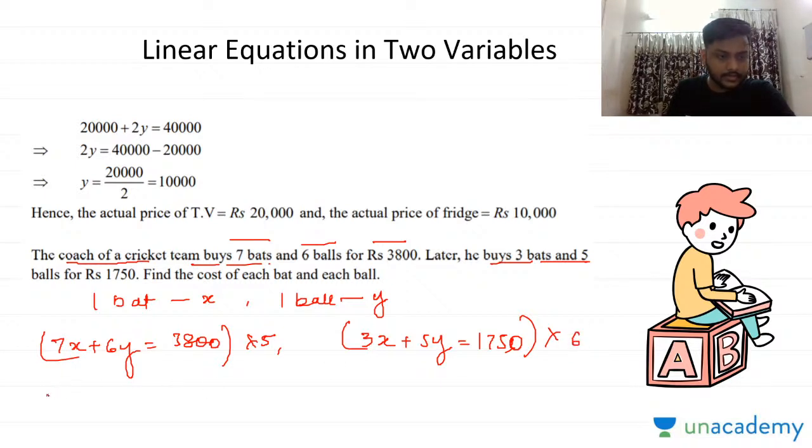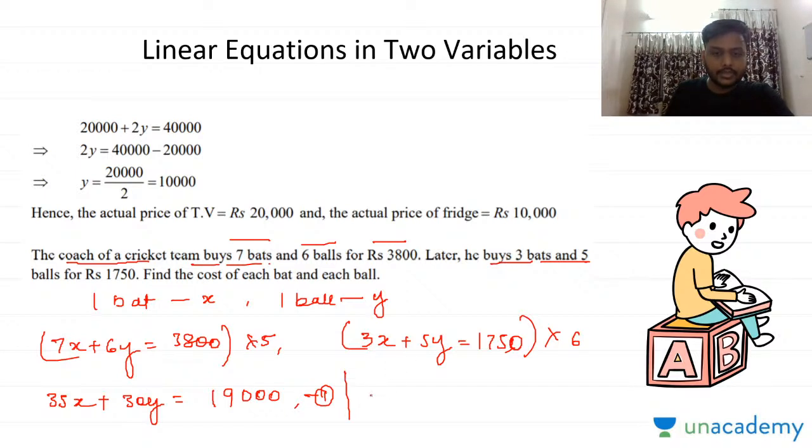5 times 7, that is 35x, plus 6 times 5, that is 30y, equal to 5 times 3800, that is 19000. 5 times 8 is 40, 5 times 3 is 15, and so 19000. This is what I got. This is my first equation, let's say.